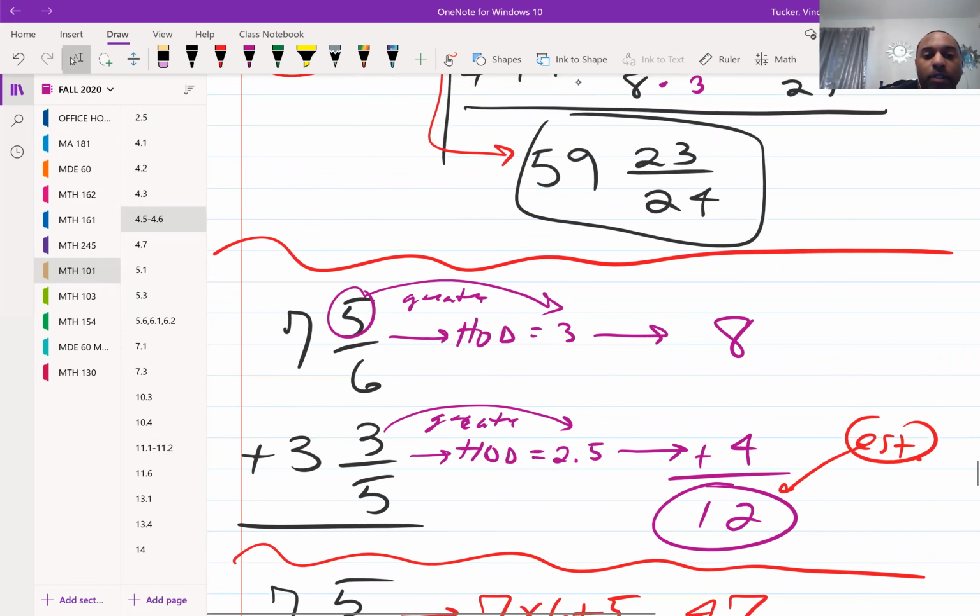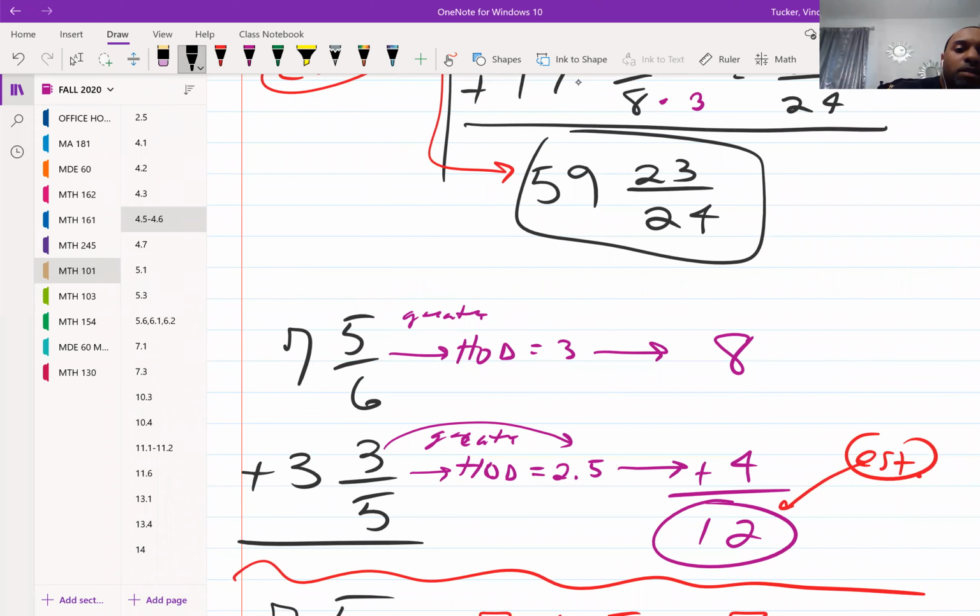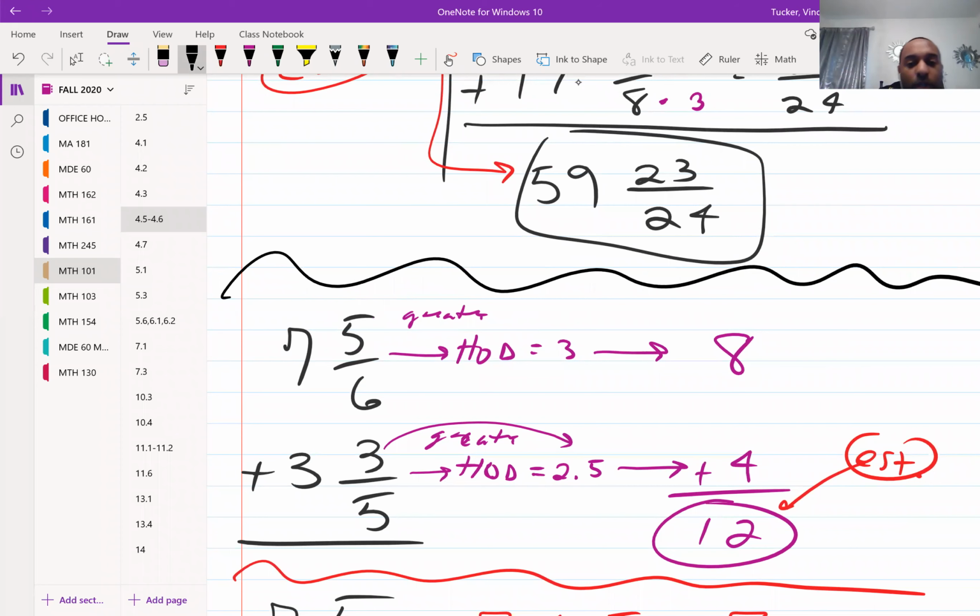So same directions for this one. Let me erase this. So we have 7 and 5/6 plus 3 and 3/5. We're gonna do the estimate first. So we do the estimate first, and then we'll look at the actual. I believe we did the actual after that.